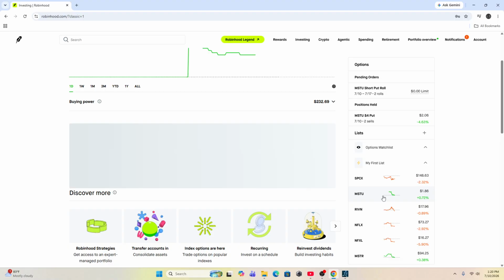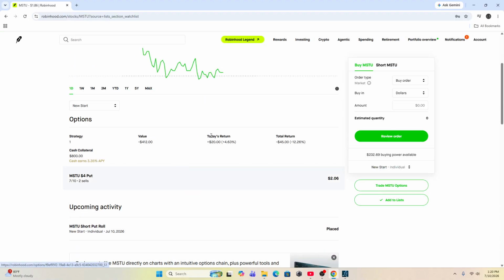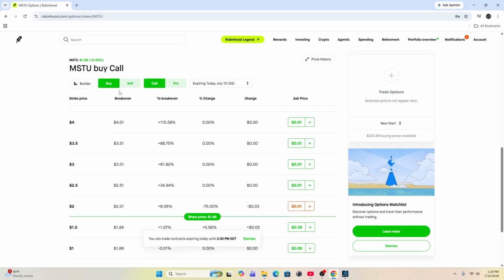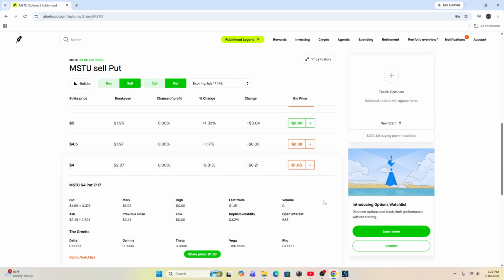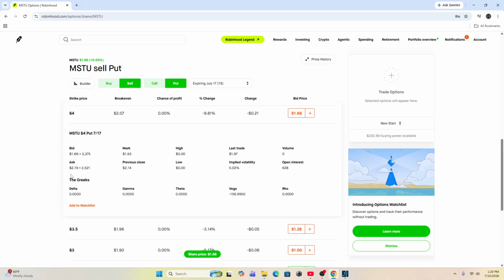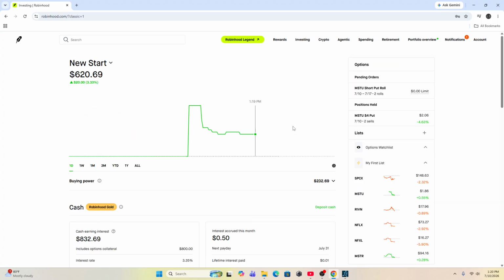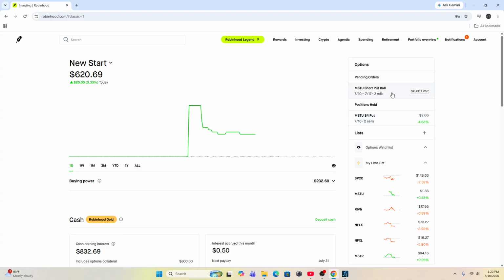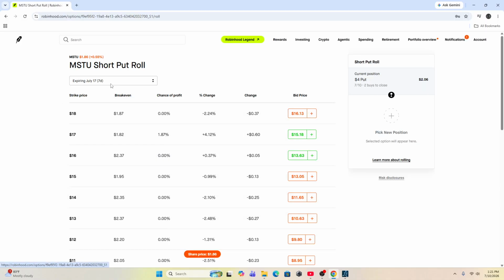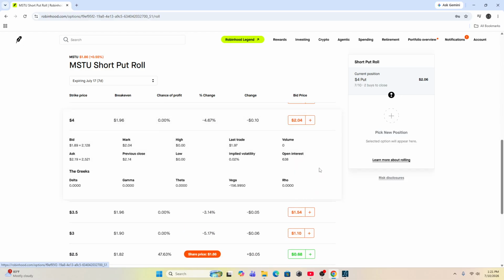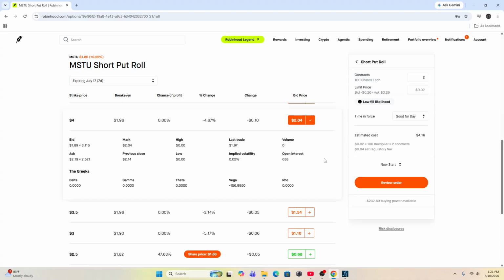And where is MSTU? Where are the options for the 17th? If we were to sell a put and we were to sell the $4 put, then the bid and the ask is essentially the same. Go to 2 here. This one. Continue. 0.